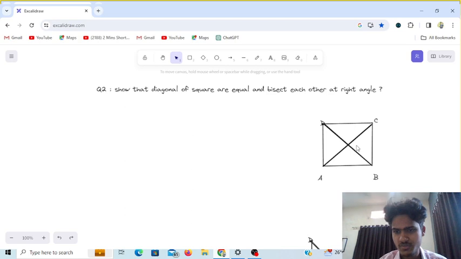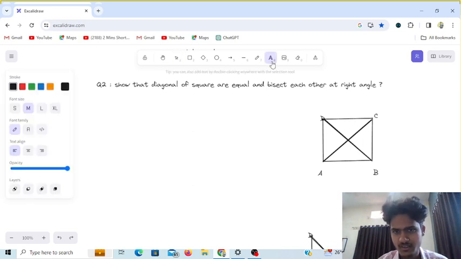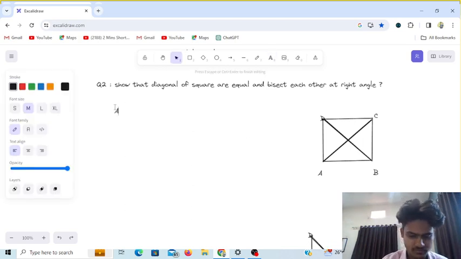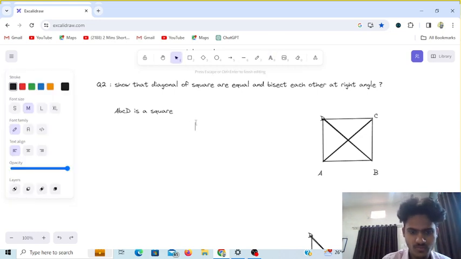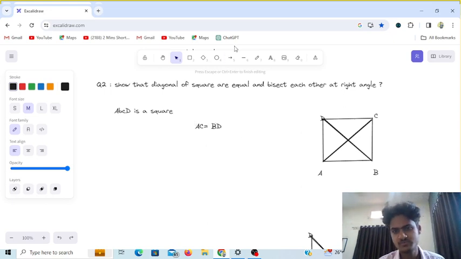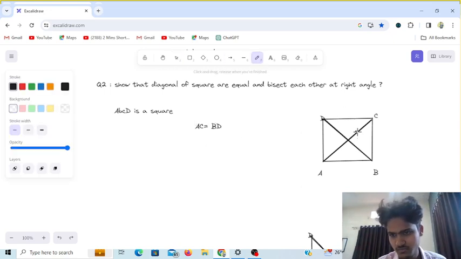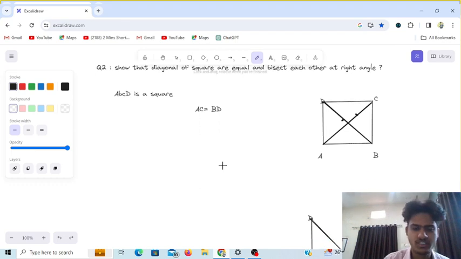So ABCD is a square, and the diagonals are AC and BD. What we have to show is that AC is equal to BD. We have to show that.